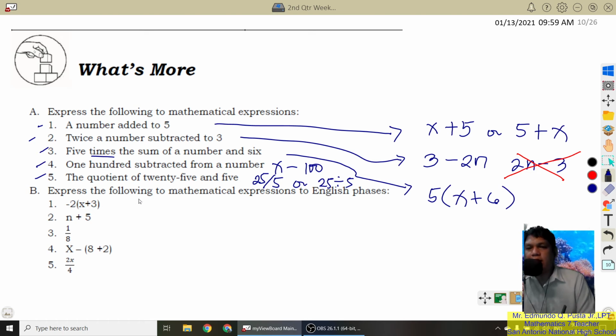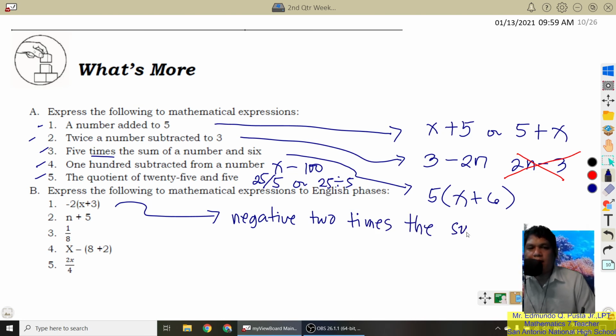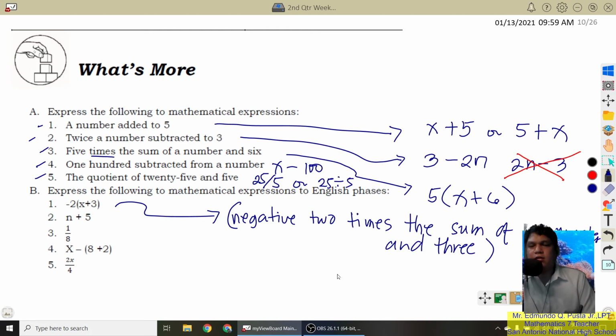Okay, last one. Express the following in mathematical expressions in English phrases. So, actually, we can express it directly. So, for instance, ito, negative 2, okay, times the sum of a number and 3. Ayan. Parang binasa mo lang. So, actually, translate na rin siya.